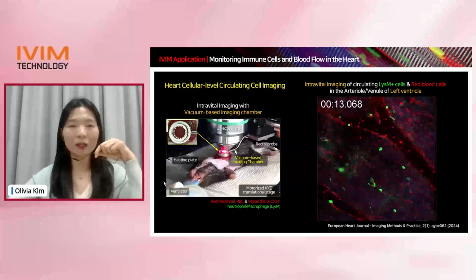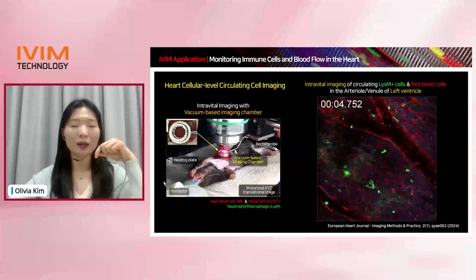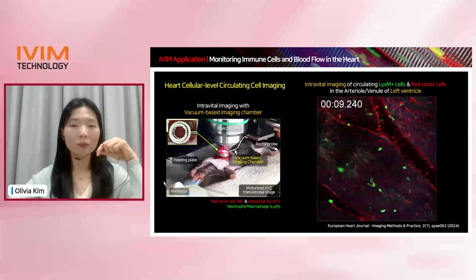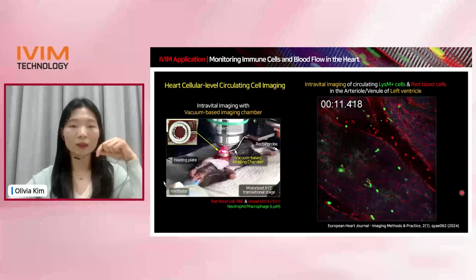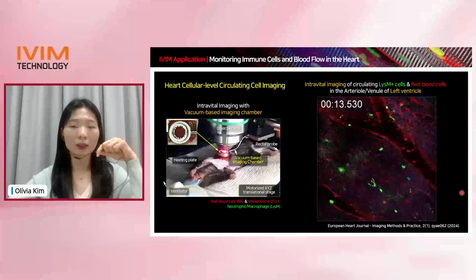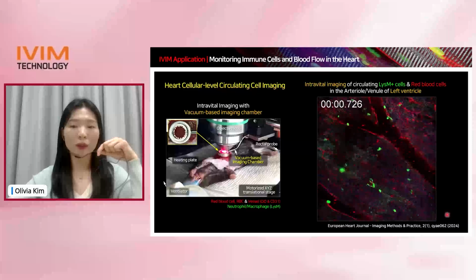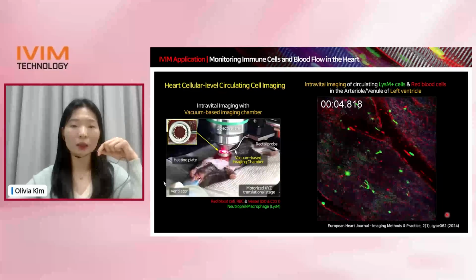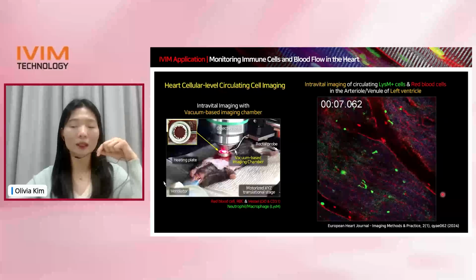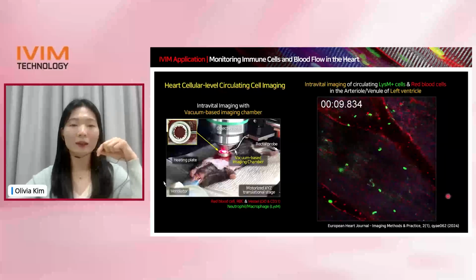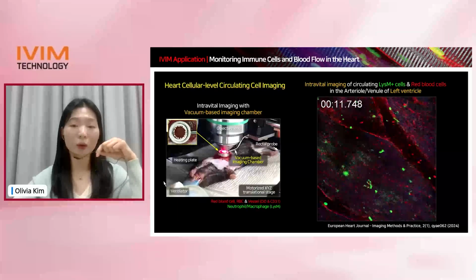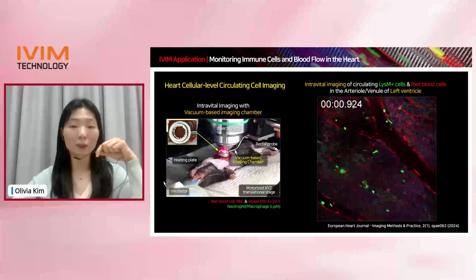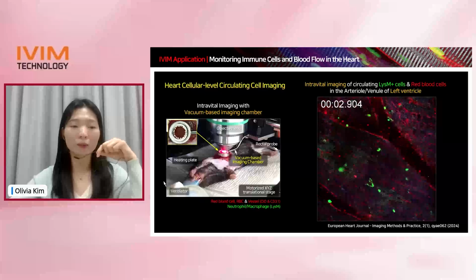the imaging results. In this experiment, we used a Lyz2-EGFP mouse to visualize immune cell dynamics in the heart. Blood vessels were labeled by fluorescently conjugated CD31 antibody, and blood flow was tracked using labeled red blood cells. As you can see, both red blood cells and immune cells are moving through the vessels at very high speeds. This highlights one of the key advantages of our intravital imaging system, where it allows us to directly visualize rapidly moving cells in real time.